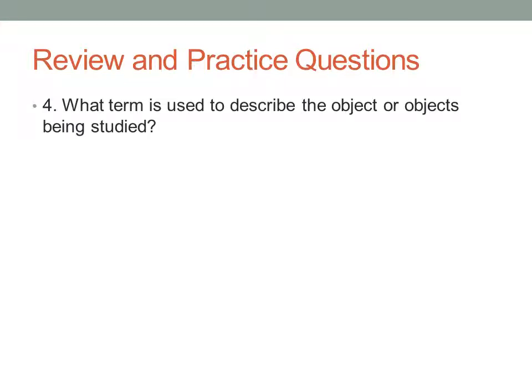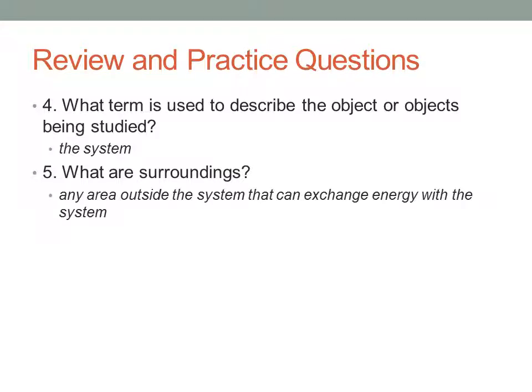Question 4. What term is used to describe the object or objects being studied? That would be the system. Question 5. What are surroundings? Surroundings are any area outside of the system that can exchange energy with the system.